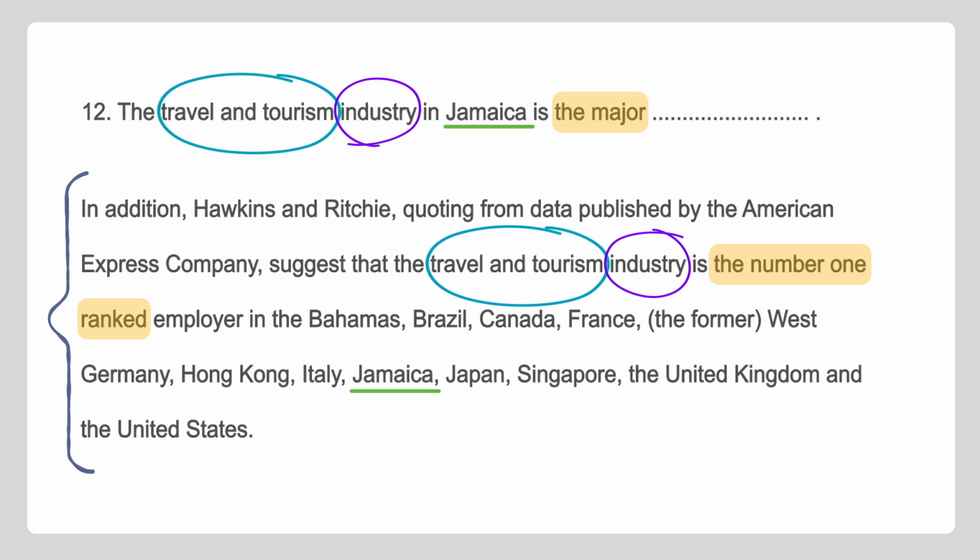Now, what word appears after this connecting word, number one ranked? It is employer. Now, put employer because there's not any other word here. As you can see, they're just names of the countries after the employer, right? So we're definitely sure that employer is our answer for this question. But if there are some other words that would make it a little bit challenging, try to put the word after the connecting word in the blank and see if it makes sense for you or not, all right?